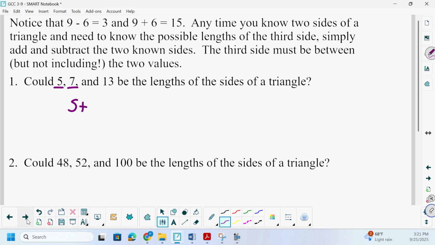So we're going to have 5 plus 7. We want it to be greater than 13. Well, that'll give us 12. It needed to be greater than 13. That's not true. So we would say no in this case.